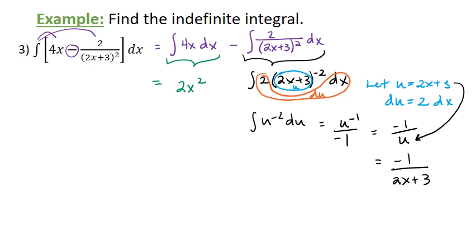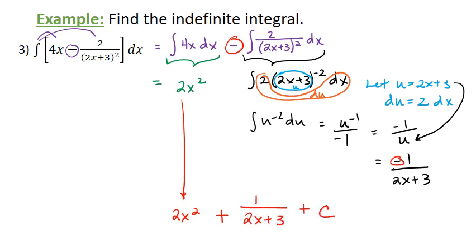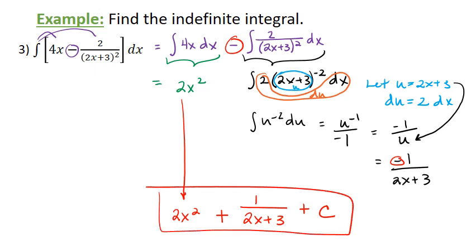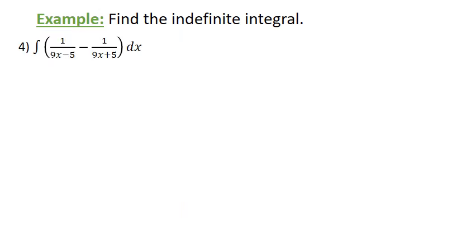So let's put this all together now. This first integral was 2x squared minus the second integral, which is this. It's a negative, so remember a double negative becomes plus a positive. And then don't forget, since we have an indefinite integral, we need a plus c. So that is the final answer. I think you'll have a lot of fun with this one.